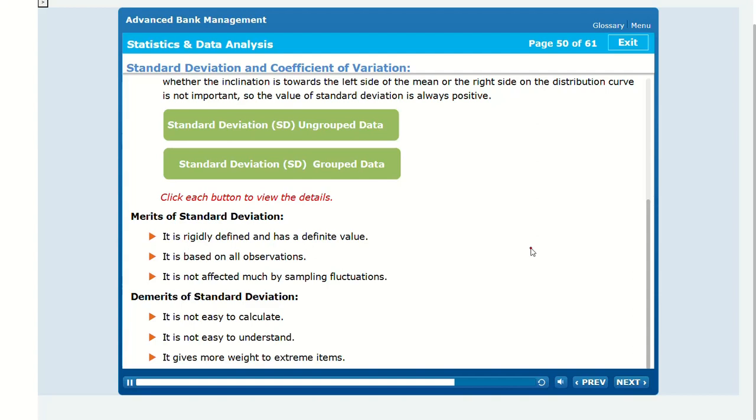Merits of standard deviation. It is rigidly defined and has a definite value. It is based on all observations. It is not affected much by sampling fluctuations. Demerits of standard deviation. It is not easy to calculate. It is not easy to understand. It gives more weight to extreme items.